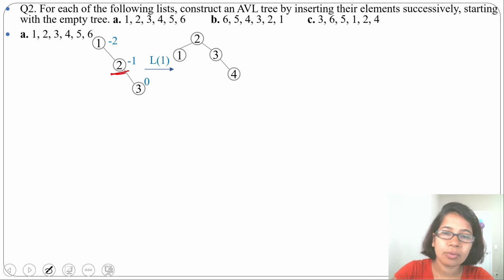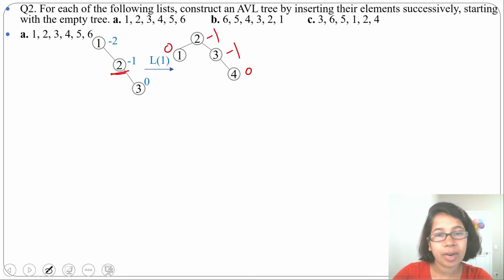Now balance factor of 4 will be 0, balance factor of 3 will be -1, balance factor of 1 will be 0, balance factor of 2 will be -1. It's fine. Next we'll insert 5. 5 value is greater than 4, so 5 will be right child of 4.